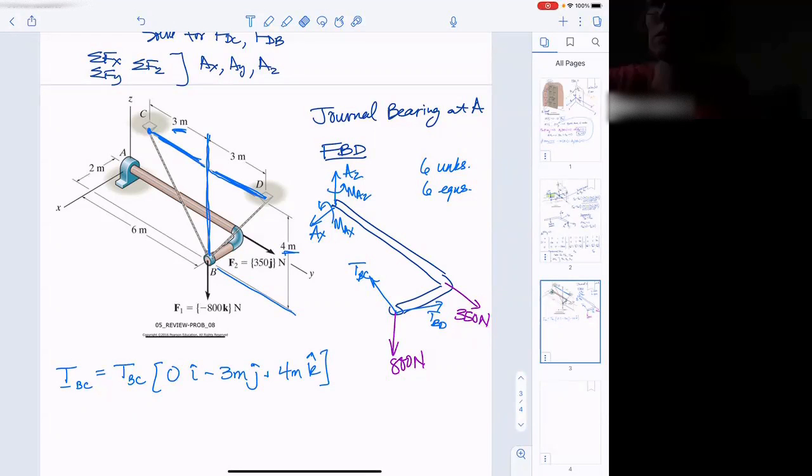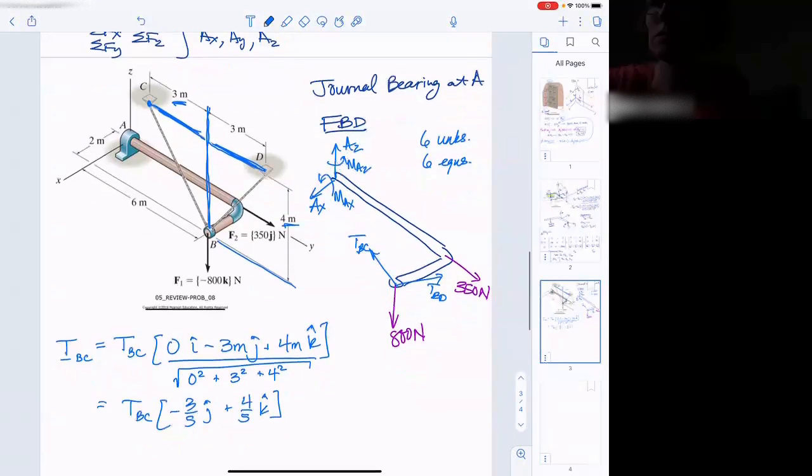I want the unit vector, so I need to divide by the length of that vector. So that's going to be the square root of 0 squared plus 3 meters squared plus 4 meters squared, which you add that up, 9 plus 16 is 25, square root it, and you get 5. So this is going to end up being tension in BC times nothing in the I direction, and I've got a minus 3/5 J plus 4/5 K.